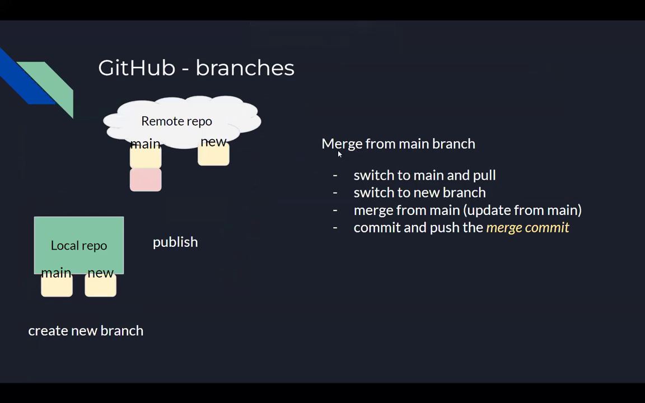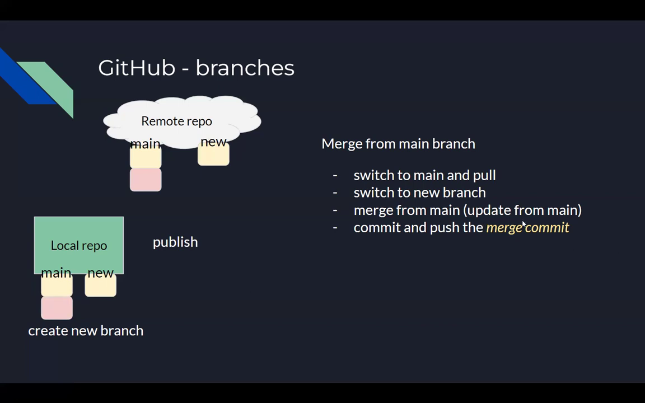Okay, let's first talk about the process of merging from one branch to another branch. Let's say I have a new commit in main. This commit is in the remote, and you are working in the new branch that you have created. In order to merge from the main branch to the new branch, you need to first switch to the main branch. Pull the commit from the remote to your local repo, right? Make sure that your local main branch has this commit, and then you switch to your new branch, and then merge from the main branch.